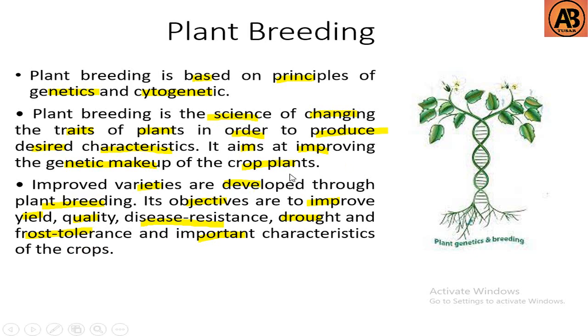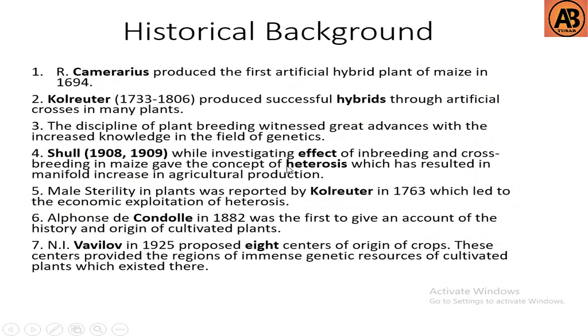Now I am going to tell about the historical background of plant breeding. We know that the history is very huge, so we need to just read the history. This is not our main concern. We can see here different scientists who worked in plant breeding, such as Camerarius, Kolreuter, Saal, who investigated effects of inbreeding and heterosis, male sterility, Kolreuter, Mendel, and Vavilov, who proposed 8 centers of origin.